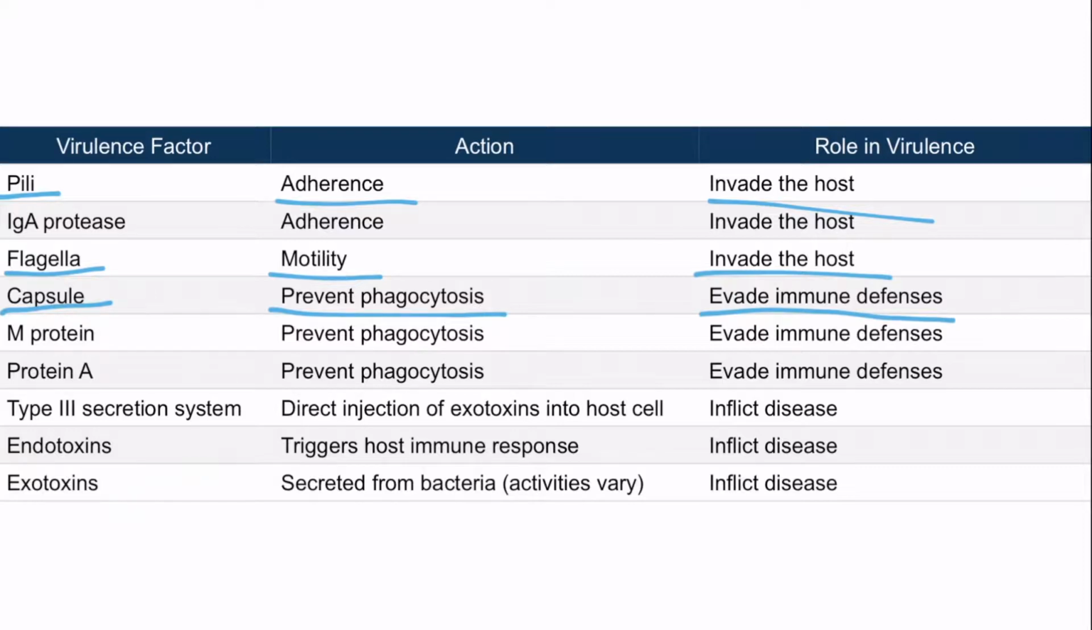And as I mentioned, these three items were discussed in great detail, the detail that you need to know for step 1 in the previous video. The remainder of the lecture will be focused on the details of these other items that were not previously covered. For example, IgA Protease, M protein, protein A, the type 3 secretion system, endotoxins, and finally exotoxins. So let's dive into IgA Protease.